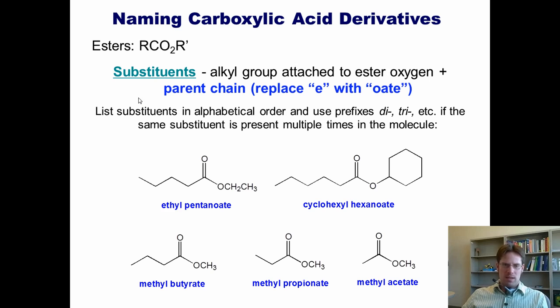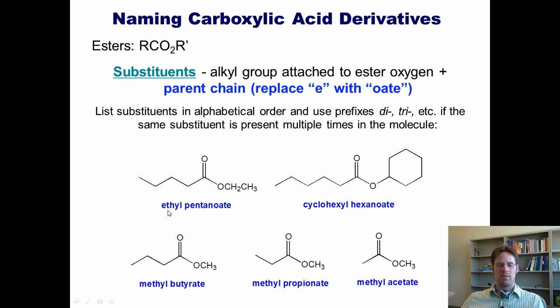The way we name esters is by first naming the alkyl group that is dangling off of the ester oxygen. We then find the longest parent chain that includes the carbonyl carbon and replace the letter E with the suffix oate. Any substituents we list at the beginning of the name in alphabetical order. So let's take a look at this ester right here.